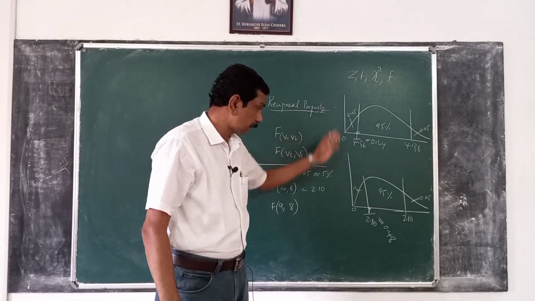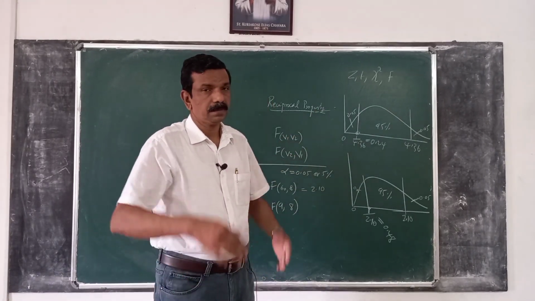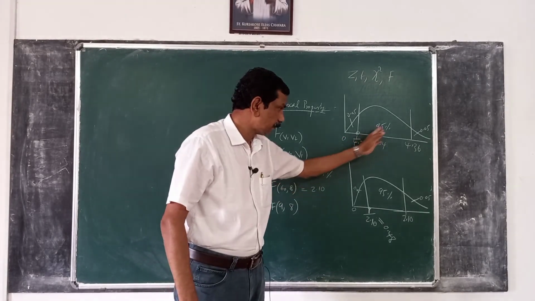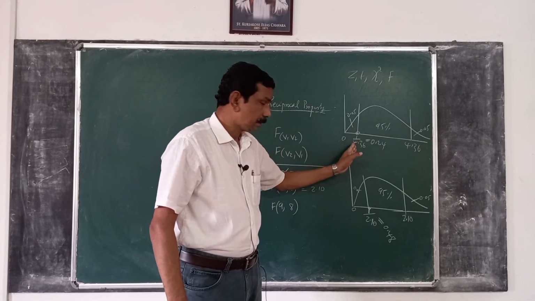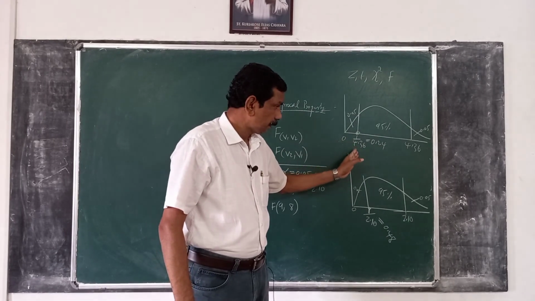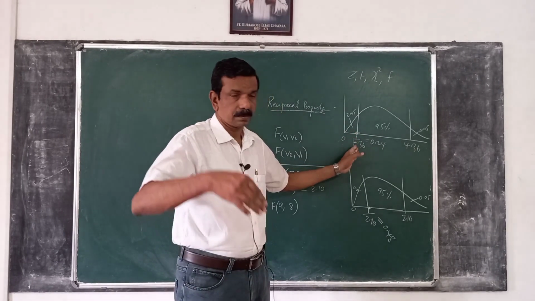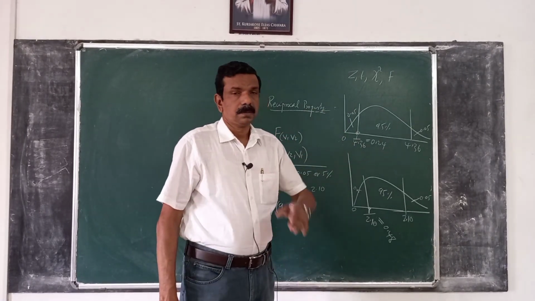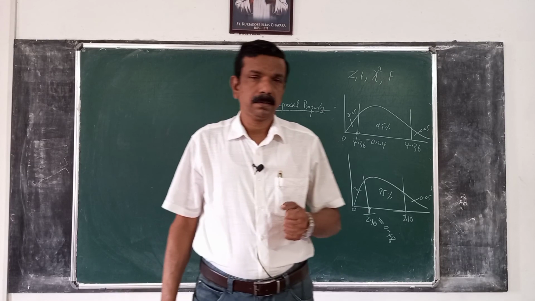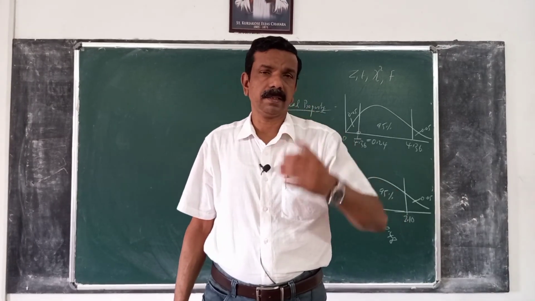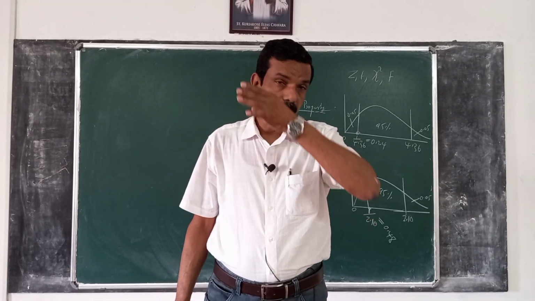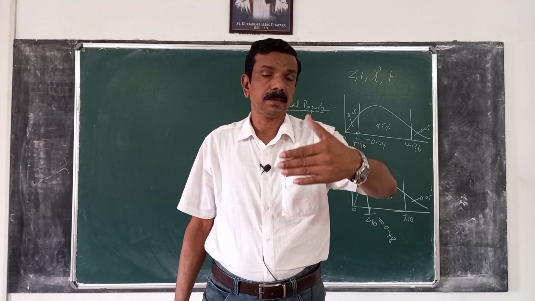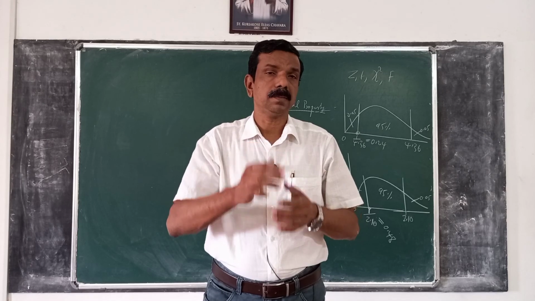This is known as the reciprocal property of F distribution. That is, the 5% to the right is equal to 1 by the 5% to the left. So this F distribution is used to compare the variances or the standard deviations of two independently distributed populations.